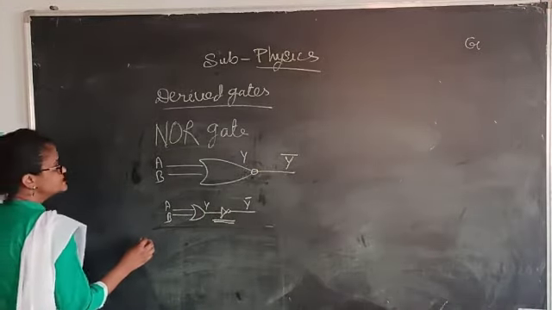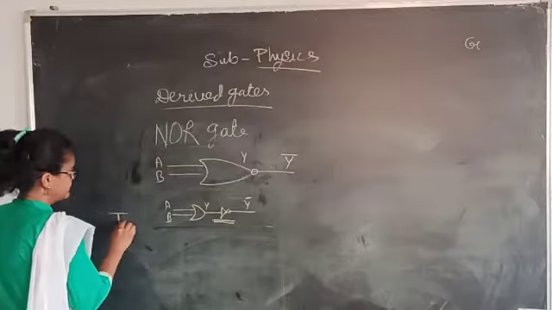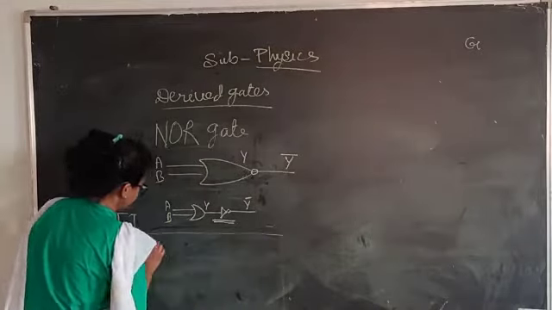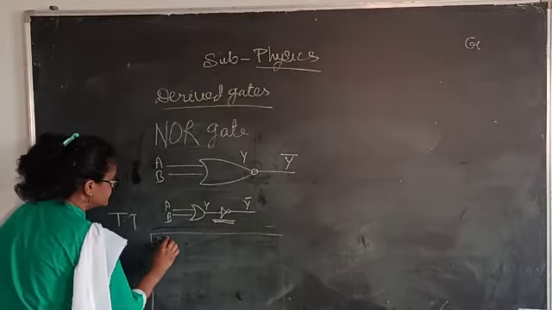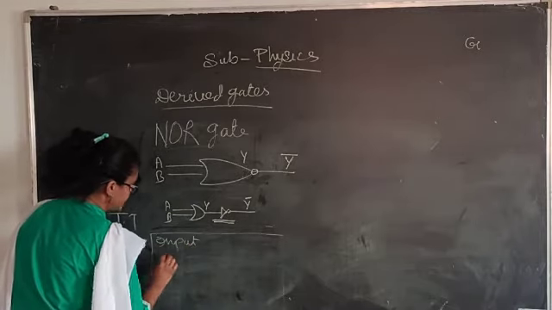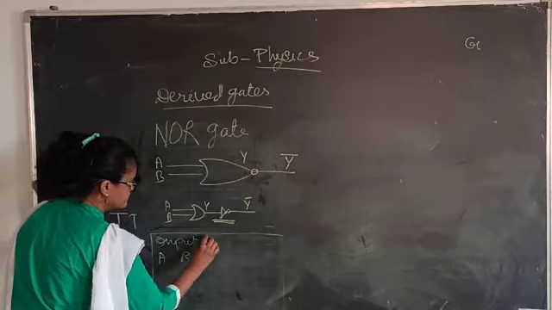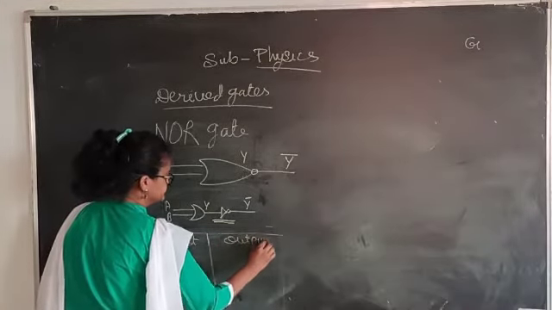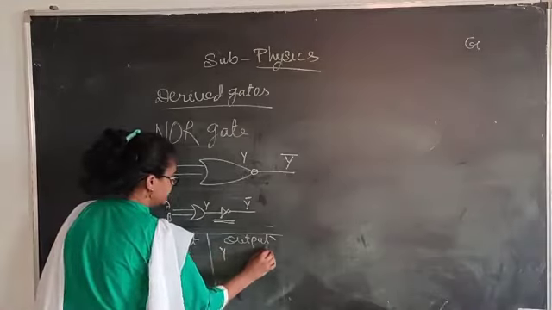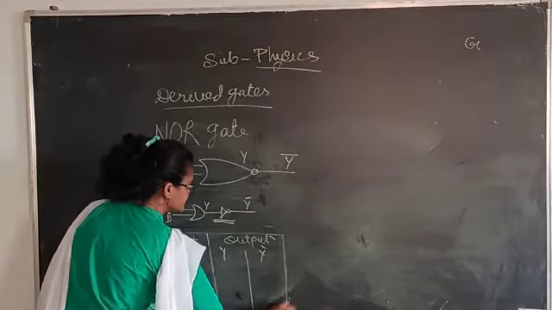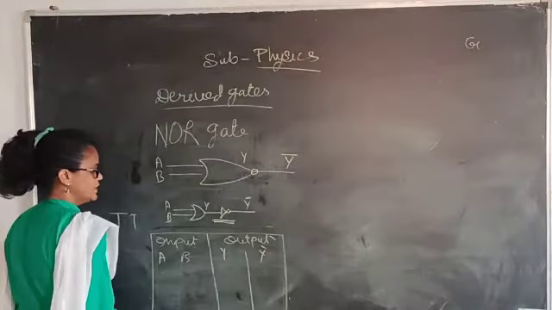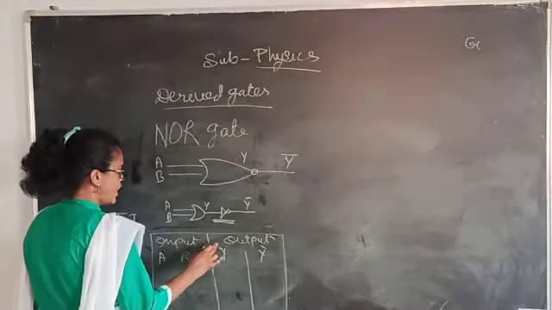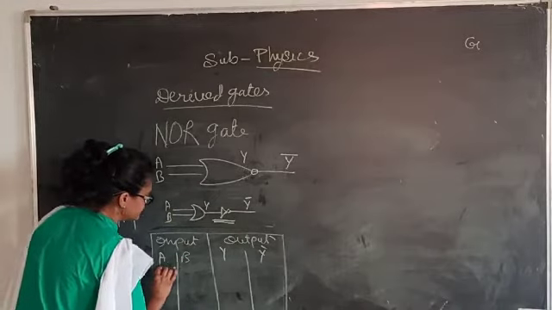Now let's go for the truth table. Truth table for the NOR gate. Okay, so again this is the input A, B, output Y and Y bar. Okay, so this Y bar is what? NOR. Okay, this is NOR, this is OR. So let's start.